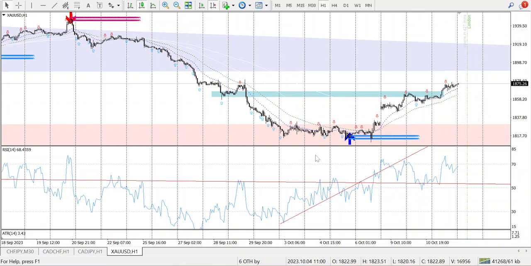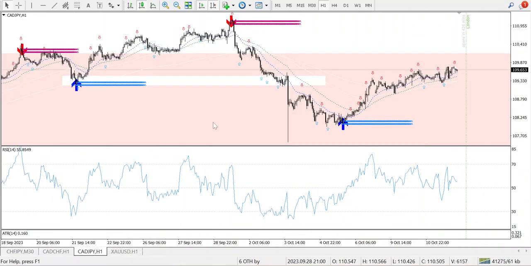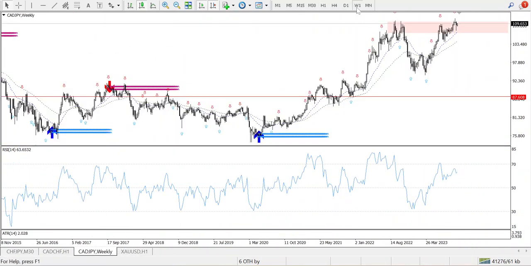Today, no signal. Nothing to see. The range was here. Now the next range zone is this one, and the second trading option will be the moving average, because a zone is not appearing too much right now. Coming to CAD JPY weekly time frame.